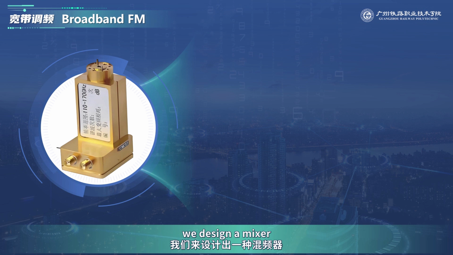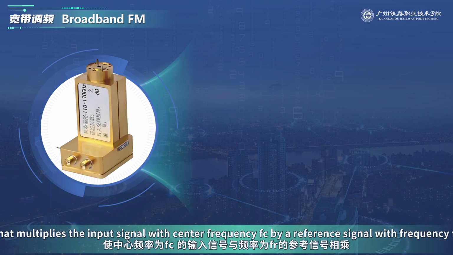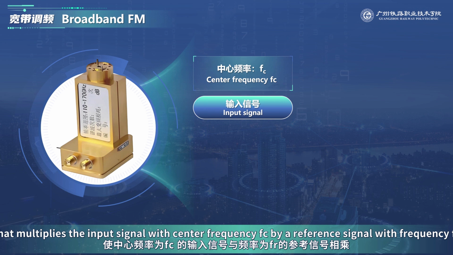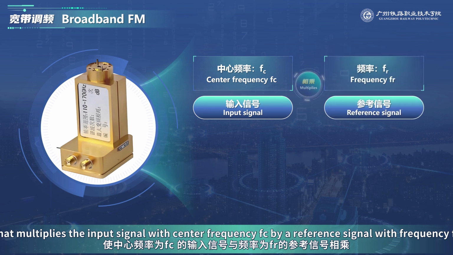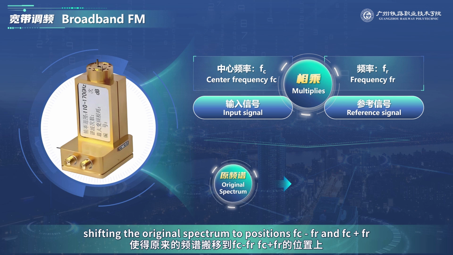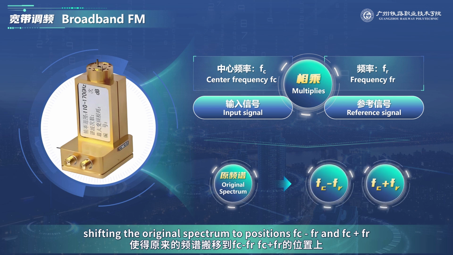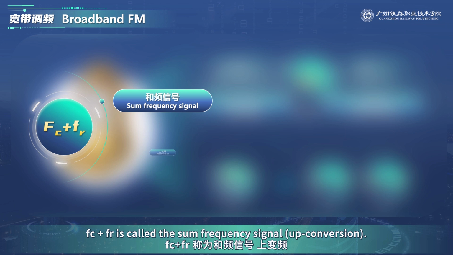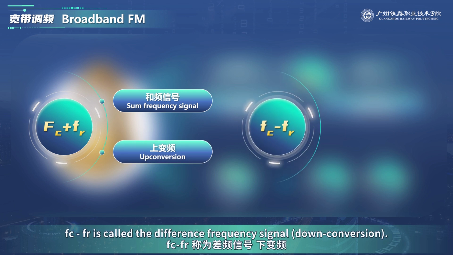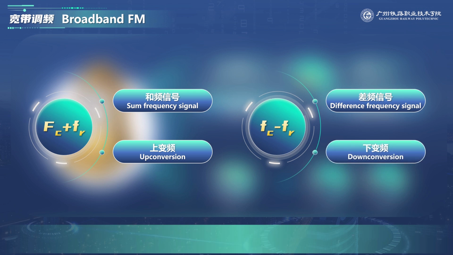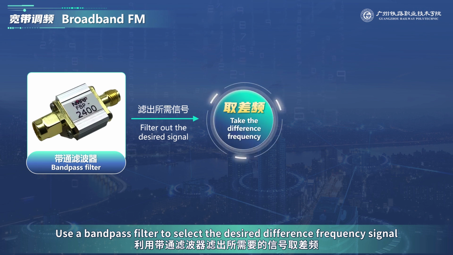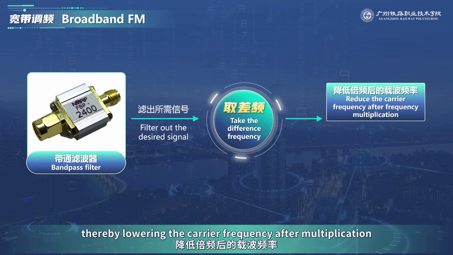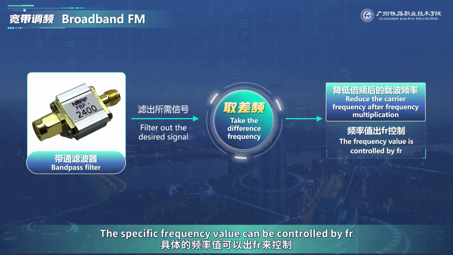Based on this idea, we design a mixer that multiplies the input signal with center frequency fc by a reference signal with frequency fr, shifting the original spectrum to positions fc minus fr and fc plus fr. Fc plus fr is called the sum frequency signal, up conversion. Fc minus fr is called the difference frequency signal, down conversion. Use a bandpass filter to select the desired difference frequency signal, thereby lowering the carrier frequency after multiplication. The specific frequency value can be controlled by fr.